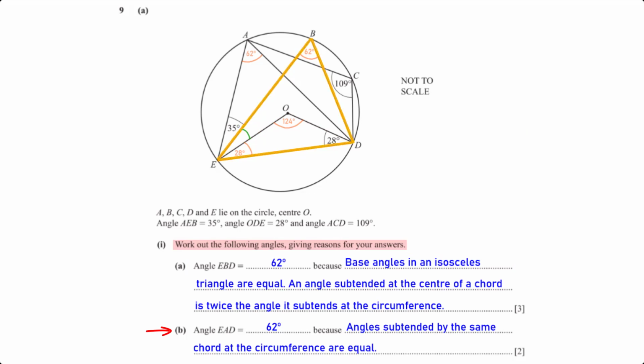In addition to angle EBD, chord ED also subtends angle EAD at the circumference of the circle. These two angles must be equal, so angle EAD is also equal to 62 degrees.